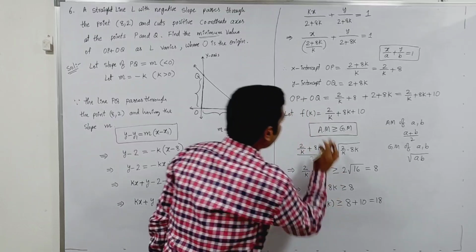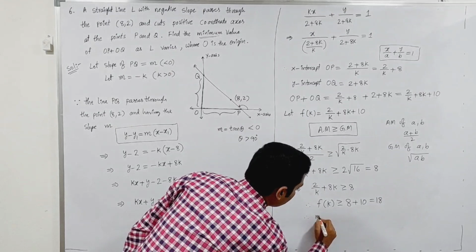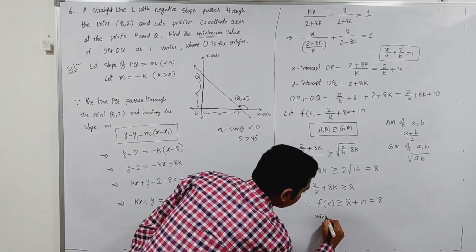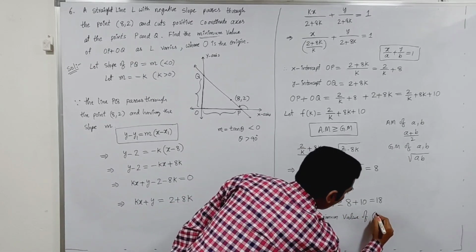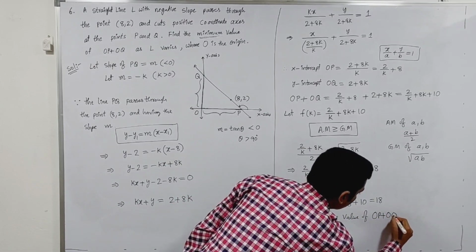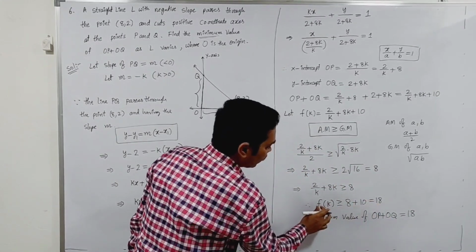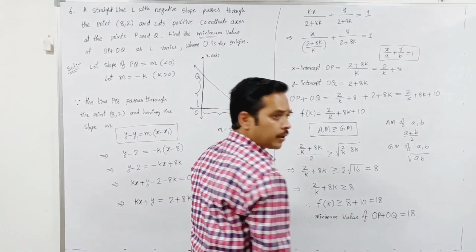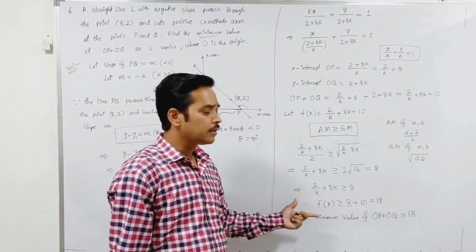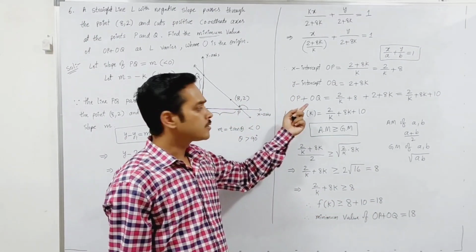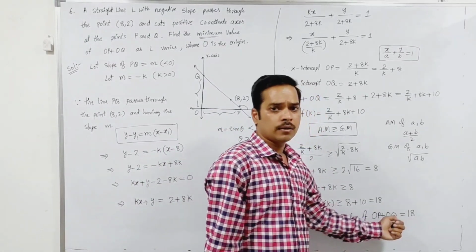Here f of k is nothing but OP plus OQ. Therefore minimum value of OP plus OQ is equal to how much? 18, because f of k is greater than or equal to 18. F of k greater than or equal to 18 means minimum value of f of k is 18. F of k is nothing but OP plus OQ. Therefore, minimum value of OP plus OQ is equal to 18.